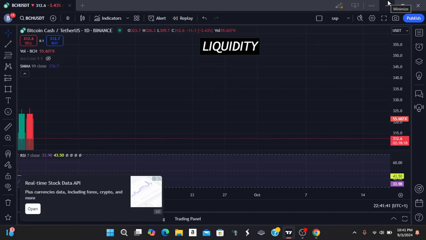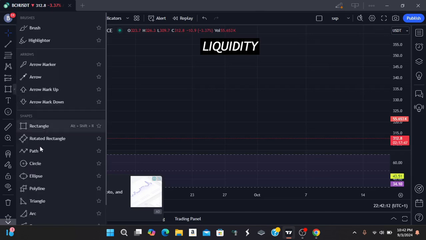Now, liquidity is just an identification of areas in the market where funds are actually resting. That is where the retail traders are placing their orders, their stop losses, and the rest. So it's usually where their money is in the market. So if you really want to trade liquidity, you have to understand the concept of previous high and previous low.